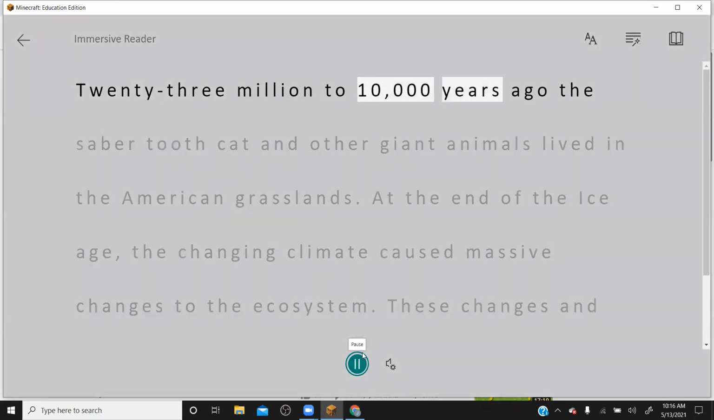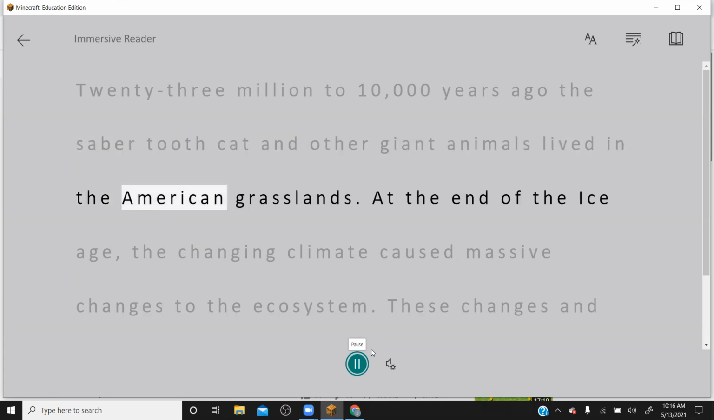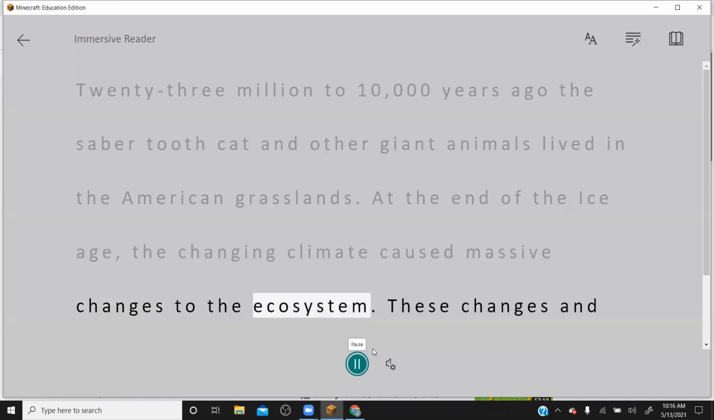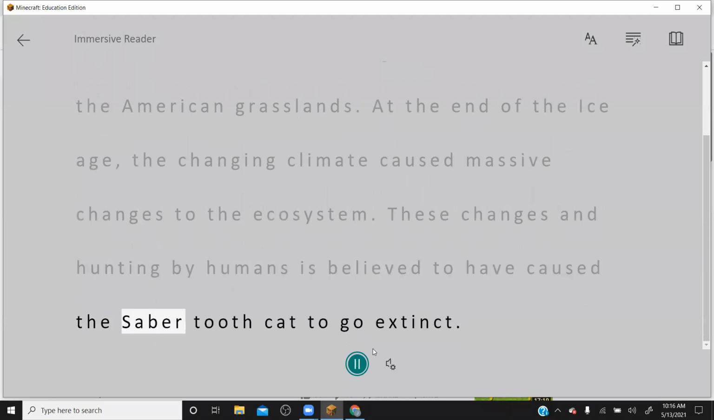23 million to 10,000 years ago, the saber-toothed cat and other giant animals lived in the American grasslands. At the end of the Ice Age, the changing climate caused massive changes to the ecosystem. These changes and hunting by humans is believed to have caused the saber-toothed cat to go extinct.